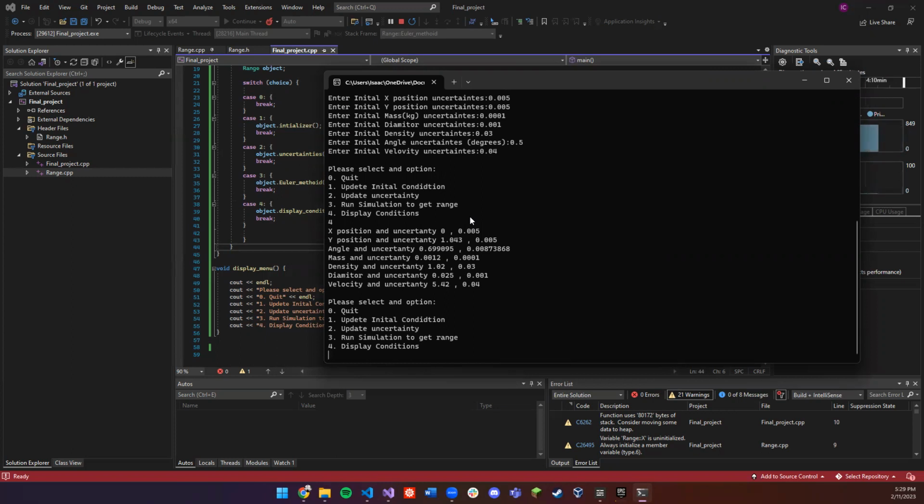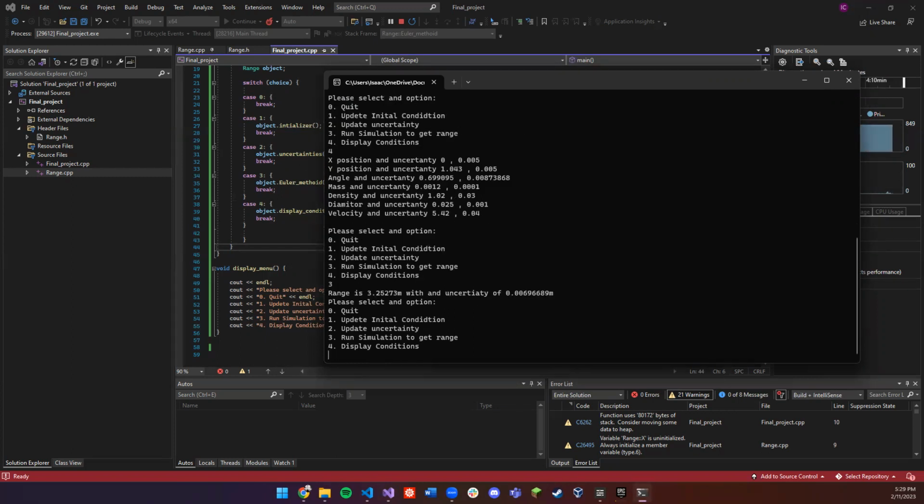And so I run the simulation here, and it puts out that the range is going to be about 3.25 meters with an uncertainty of 0.0069 meters. So I have the exact same numbers from this situation that I have in my Python simulation, but there are some things I noticed that I had to set up a little differently in C++ and Python.